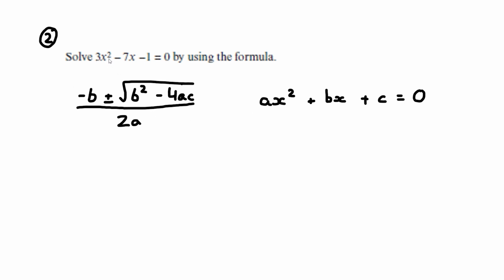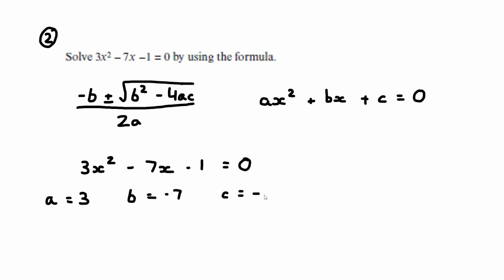In this case, we've got 3x squared minus 7x minus 1. So let's write that down: 3x squared minus 7x minus 1. We can see that the coefficient of x squared is a, so a equals 3. Then b is minus 7, so b equals minus 7, and c equals minus 1. So we've got our a, b, and c. Now all we have to do is put them into this quadratic formula.